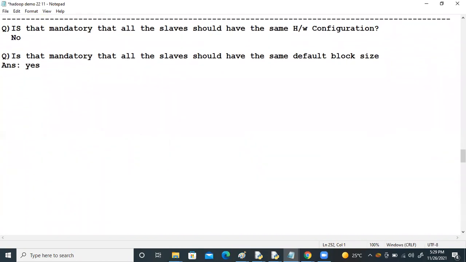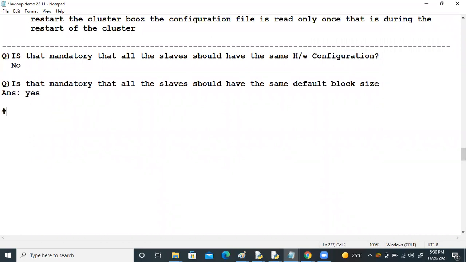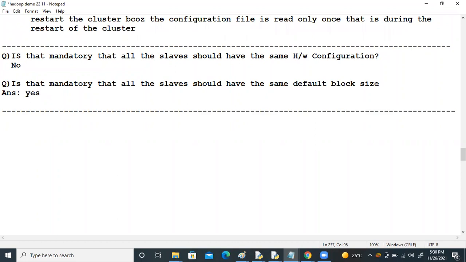So what is the problem if you maintain different block sizes? Even though your data is divided into small blocks, some of the blocks cannot be accommodated. Even though you have many slaves, some of the slaves won't support those blocks. I'll be discussing both architectures, the old Hadoop architecture and the latest architecture, so that if anybody is experienced, you can check how it was previously and how the new architecture is.